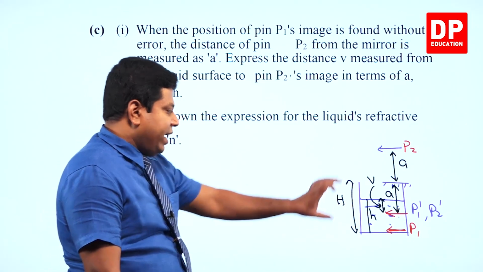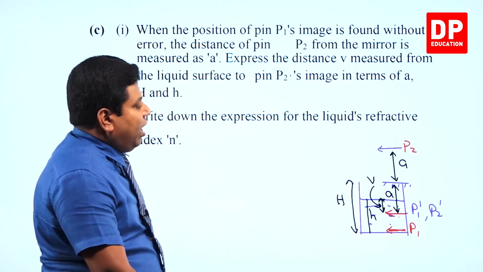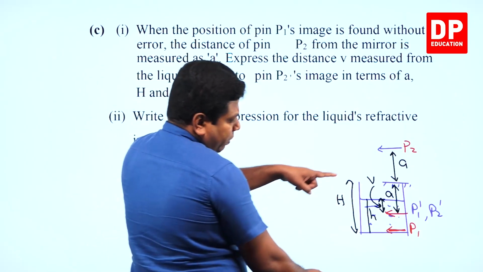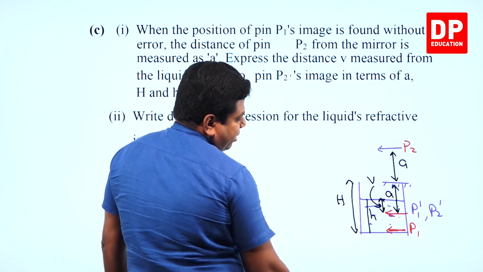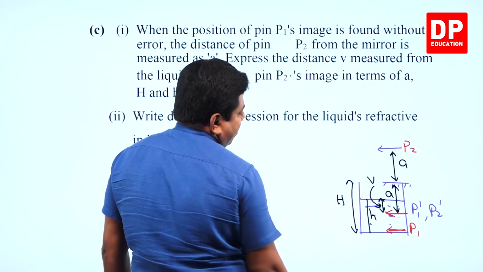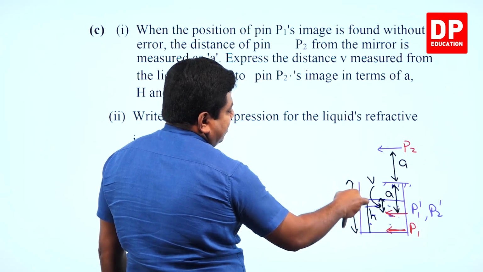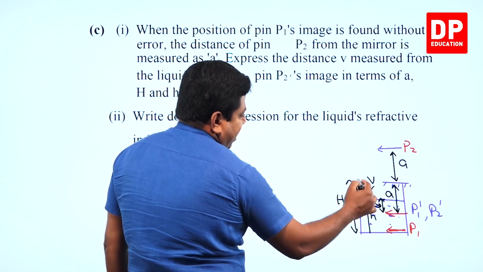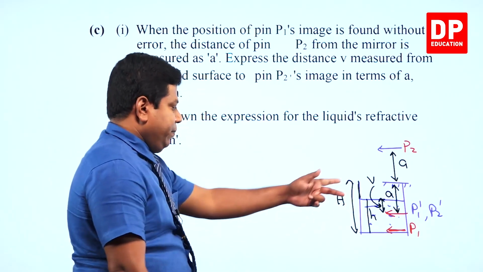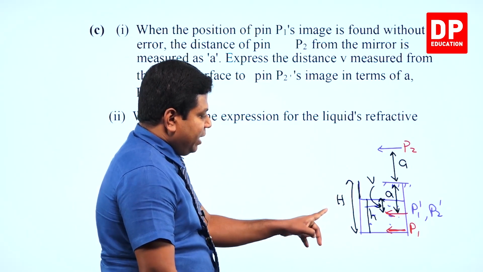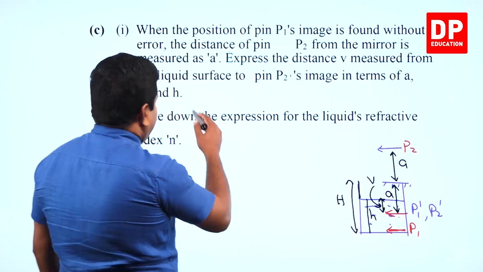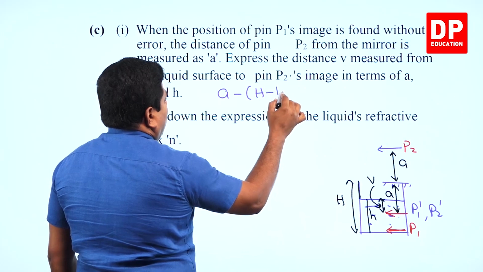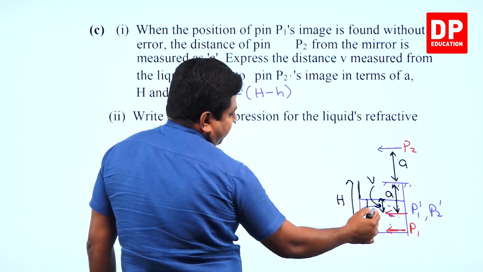So, they are asking you to find V in terms of the others: A, capital H and small h. It's easy, look at this. This is my plan. From A, if I can subtract this much, that should give me V, right? So, how much is this? Capital H minus small h. So, from A, if I subtract capital H minus small h, that should give me V.